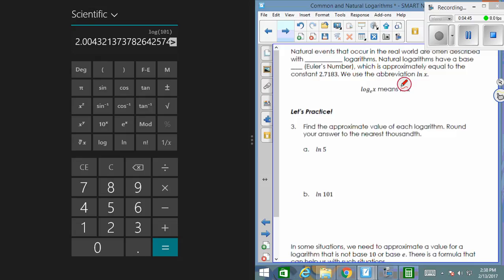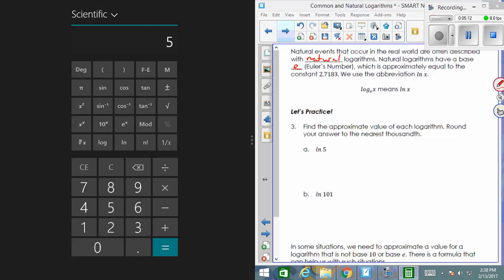Sometimes the natural events that occur in the real world are modeled with what are called the natural logarithms. Okay, so natural is that ln that we were talking about earlier. They have a base of e, which is Euler's number, which is approximately equal to 2.7183. Okay, so log base e is the ln of x, and we have the ln button here, and we do these the same way. That's the nearest thousandth in these cases, so 3 decimal places. So you do 5 ln, and this one will be 1.609. Okay, the ln of 101 would be 4.615.